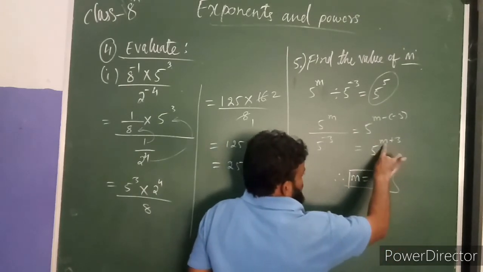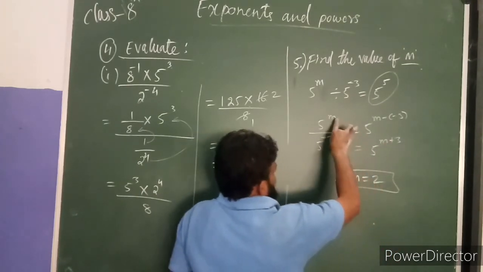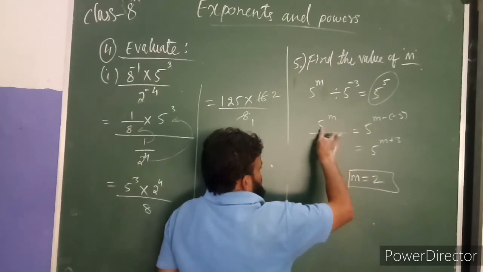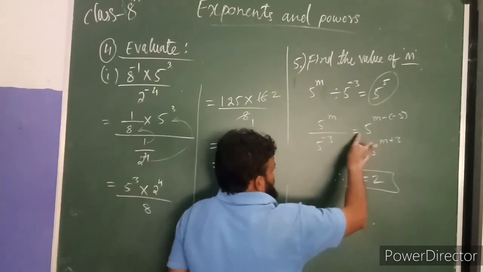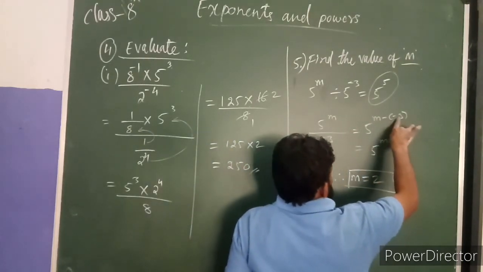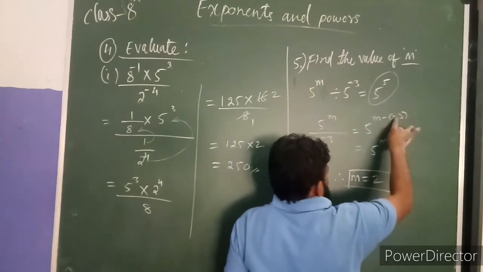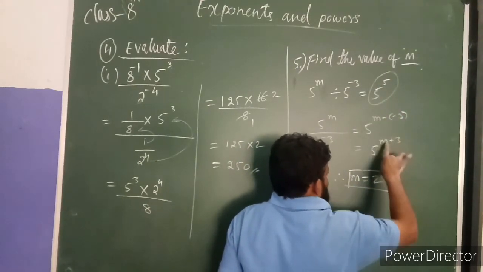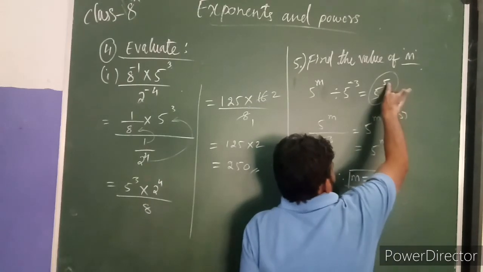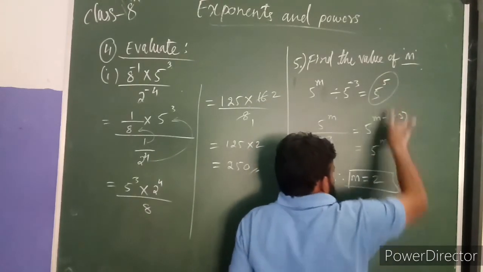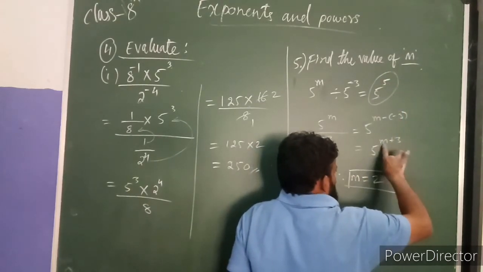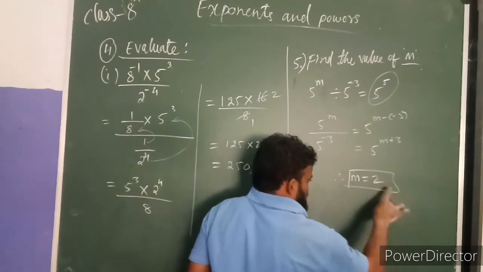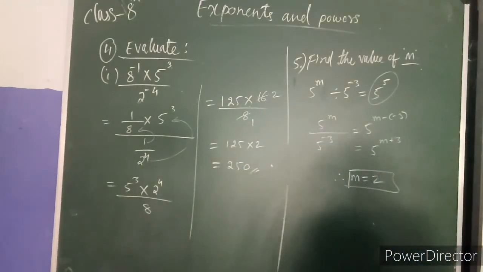See, a to the power of m divided by a to the power of n is equal to a to the power of m minus n. But the sign is also here, minus into minus is plus. And m plus 3 gives the result of power 5, that is, m is equal to 5 minus 3, that is, m is equal to 2. That is the fifth main, that is over.